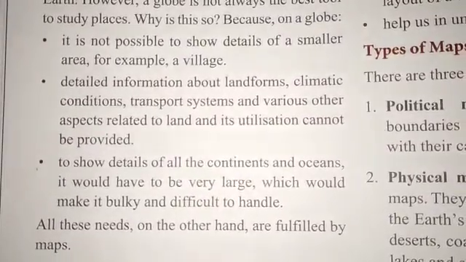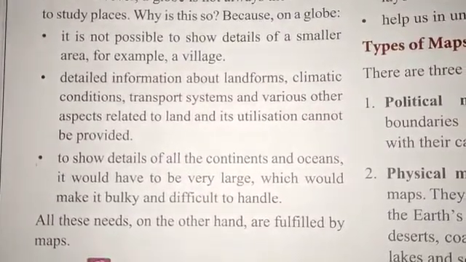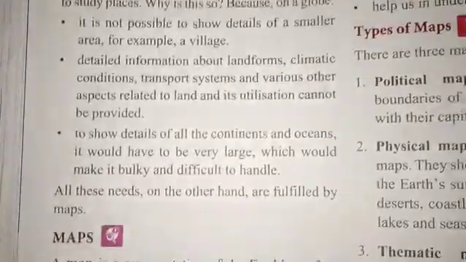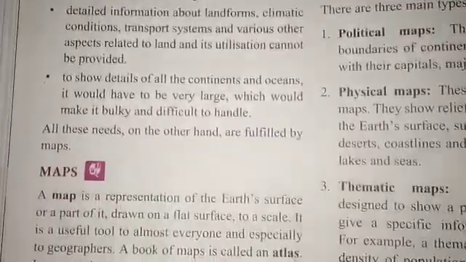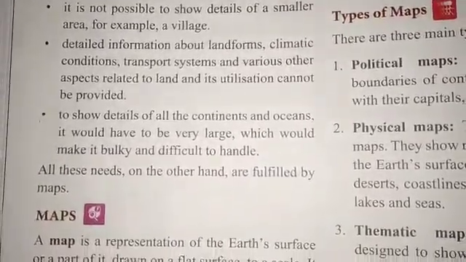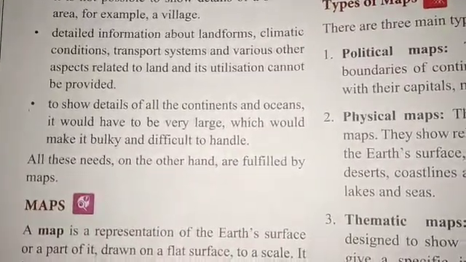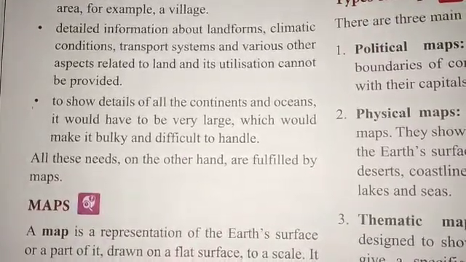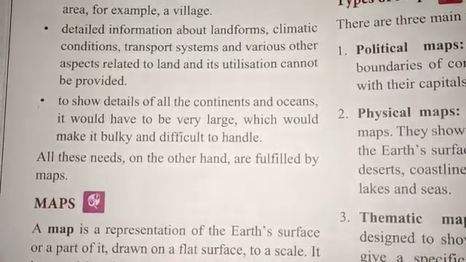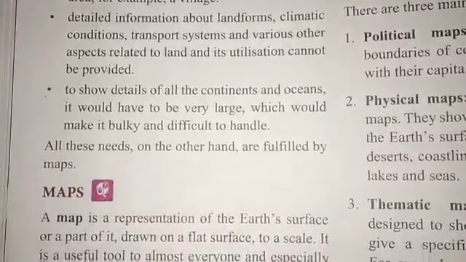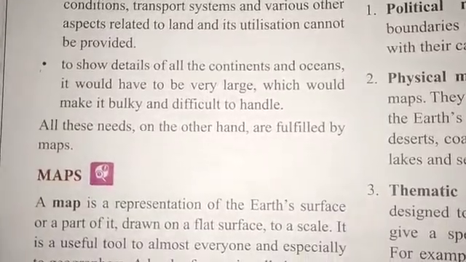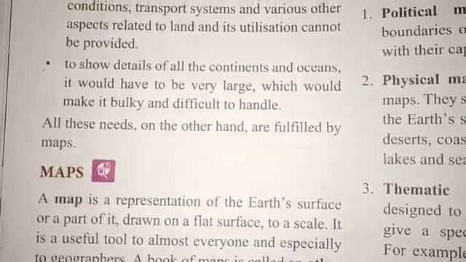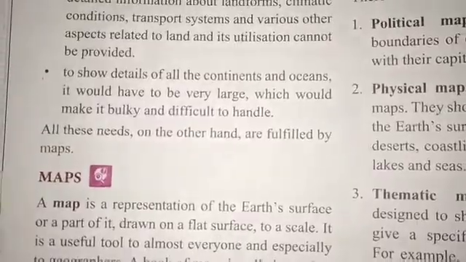Further, detailed landform, climatic condition, transport system and various other aspects related to the land and its utilization cannot be provided on the globe. Next, to show the details of all the continents and oceans, it would have to be very large, which would make it bulky and difficult to handle. So in order to show the details of each and every continent and ocean, we have to make a very big, very huge globe, which would be very difficult to handle.